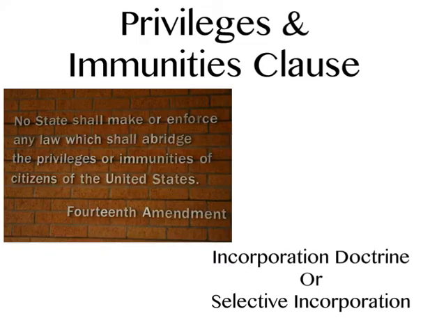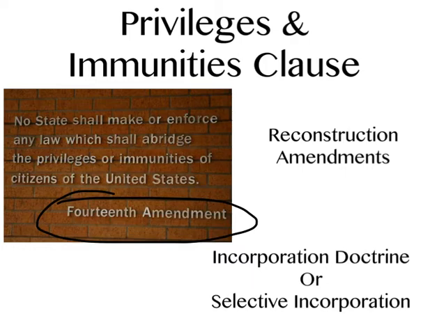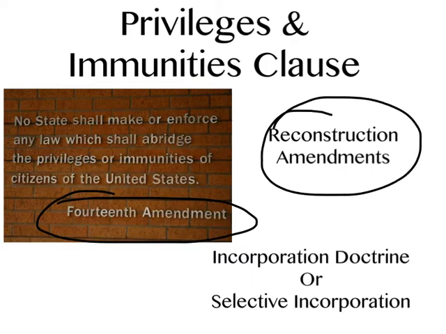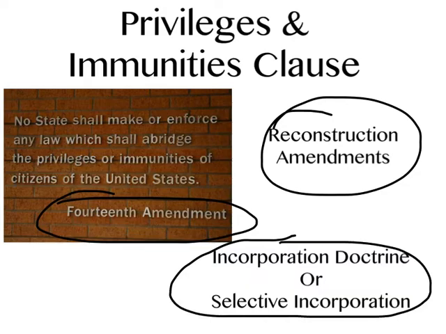The Privileges and Immunities Clause was part of the 14th Amendment, and that was, as I hope everyone knows, a Reconstruction Amendment. It was passed in the aftermath of the Civil War, and it states that no state shall make or enforce any law which shall abridge the privileges or immunities of the citizens of the United States. Now, this was designed to protect former slaves, but what it's also done is allowed the federal government to get involved in matters of the states through this thing called incorporation doctrine or selective incorporation.